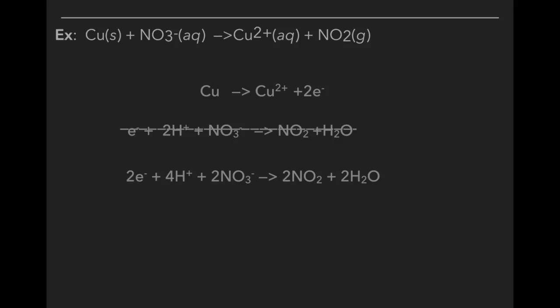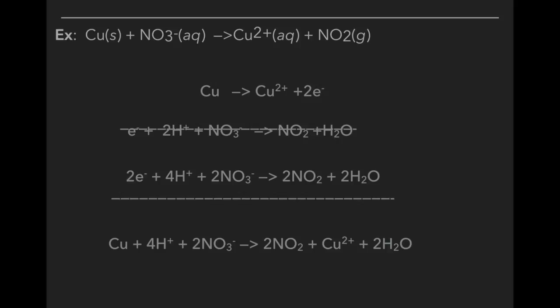Now, and only now, can I add those 2 reactions together. Since my 2 electrons cancel, I end up with copper plus 4 hydrogens plus 2 nitrates, and that gives me 2 NO2s plus copper with a 2+ charge plus 2 waters. And that's it. I've now balanced my redox reaction, and it's as simple as that.